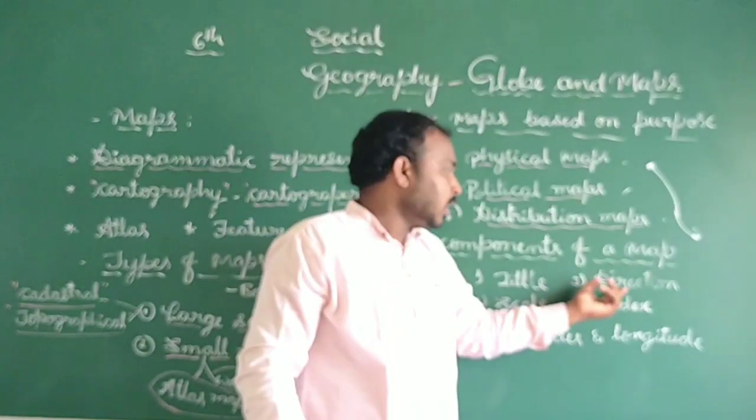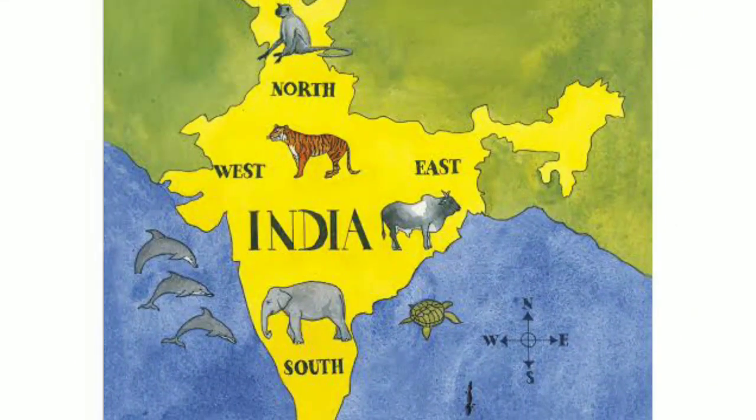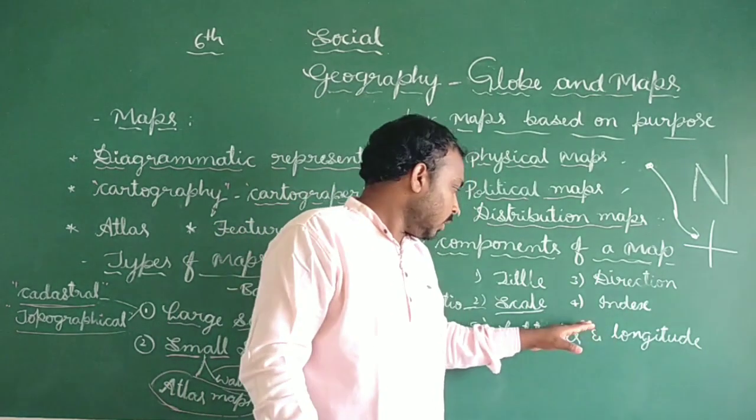The next one is direction. As you are watching, dear students, when you observe the map, there will be an N symbol you see. What does it indicate? It indicates the north. So directions are also very important to locate places: east, west, north, south. When you prepare maps, directions should be mentioned.